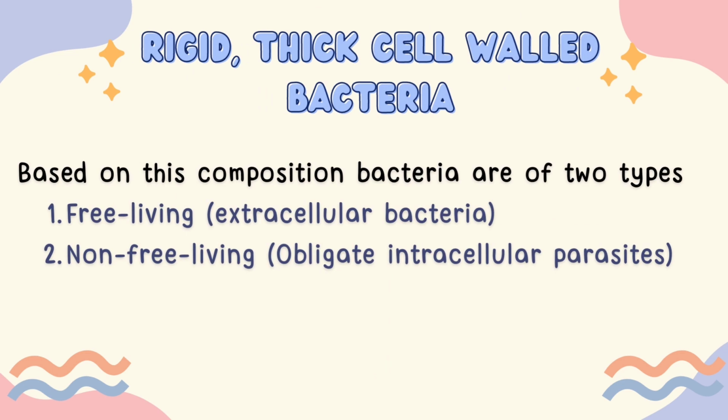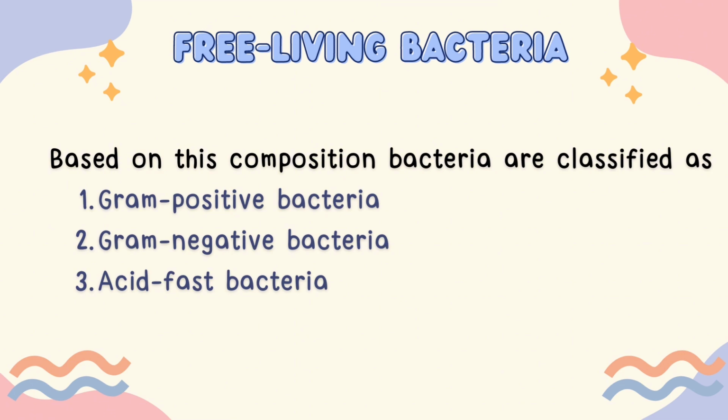Rigid thick cell wall bacteria. Based on this composition, bacteria are of two types. This means that the bacteria has a cell wall, but it is rigid and thick walled. So they are classified as free living and non-free living. Free living bacteria are also known as extracellular bacteria, and non-free living are also known as obligate intracellular parasites. The examples include free living bacteria. Based on this composition, they are either gram-positive or gram-negative or acid-fast bacteria.